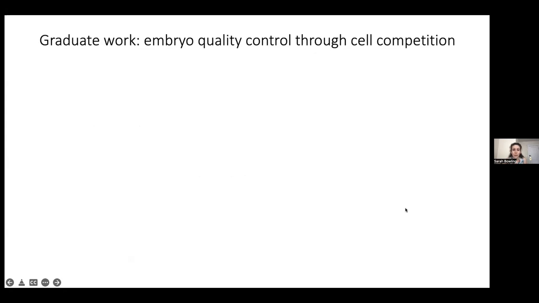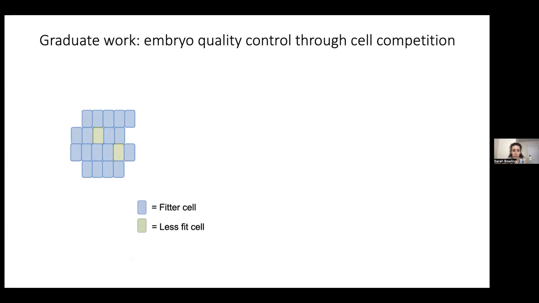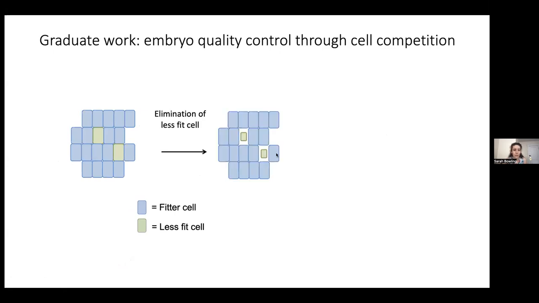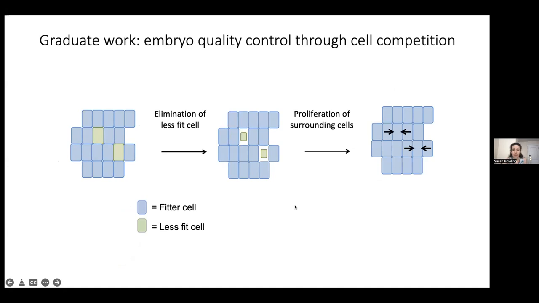So I became interested in these concepts during my graduate work, where I studied an embryo quality control mechanism called cell competition. During cell competition, less fit cells are removed from tissues, and surrounding cells undergo proliferation to compensate for the loss of those cells. And importantly, these less fit cells are completely viable when they're on their own. So this process is purely context dependent and cell non-autonomous.